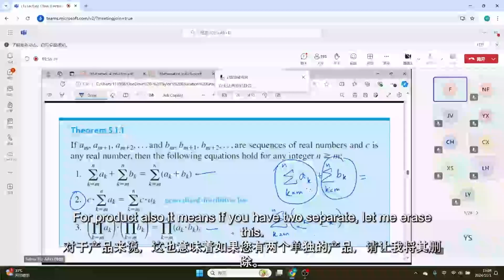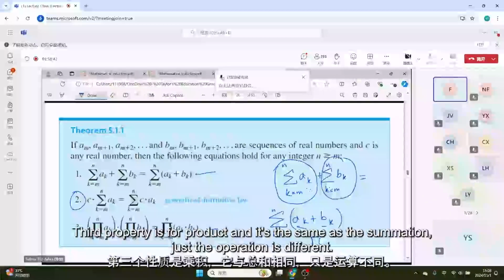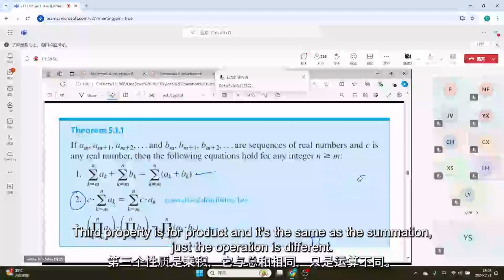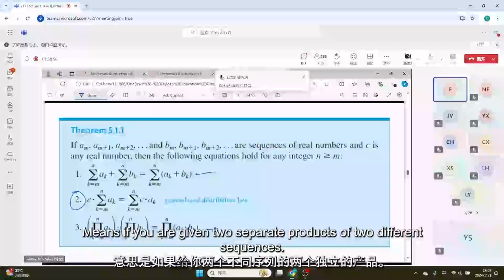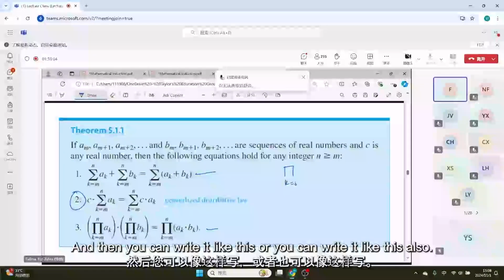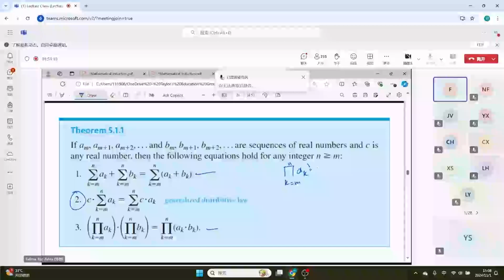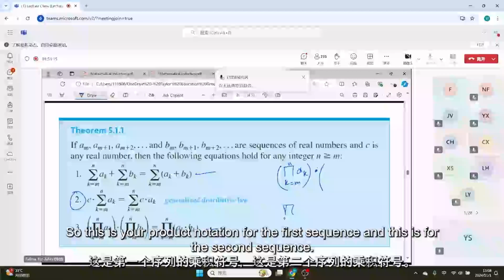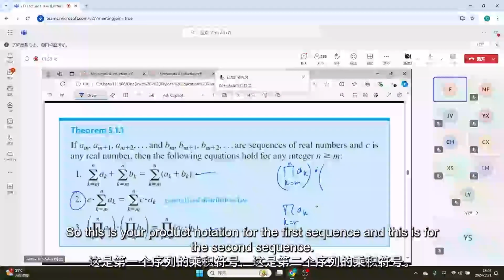For product also it's the same. Means if you have two separate, let me erase this. Third property is for product, and it's the same as the summation, just the operation is different. Means if you are given two separate products of two different sequences, so this is first one, and then you can write it like this, or you can write it like this also. It's the same thing, okay, as I told you previously.